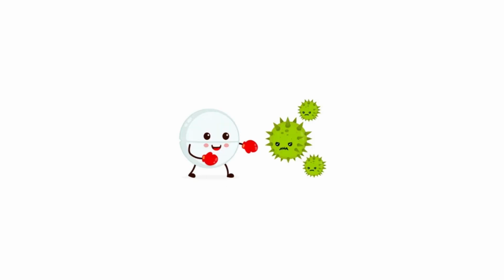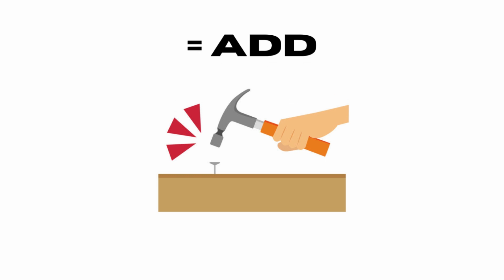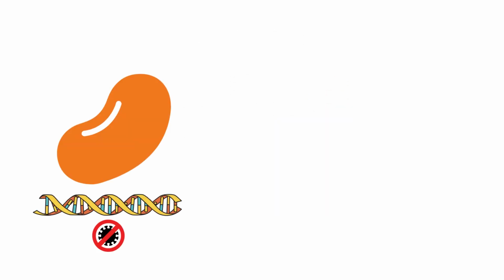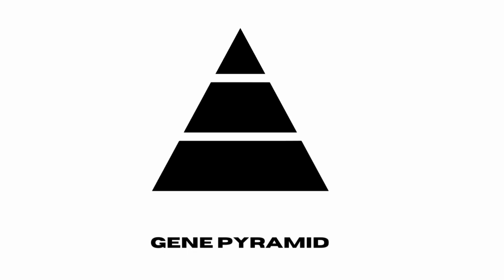Some species already have resistance to anthracnose infection, like the common bean. The common bean actually has genes, no, not those kind of genes, that are coded with resistance. We want to see if it's possible to knock in or add resistance genes from the bean DNA into the banana DNA. To do this, we're going to construct something called a gene pyramid.